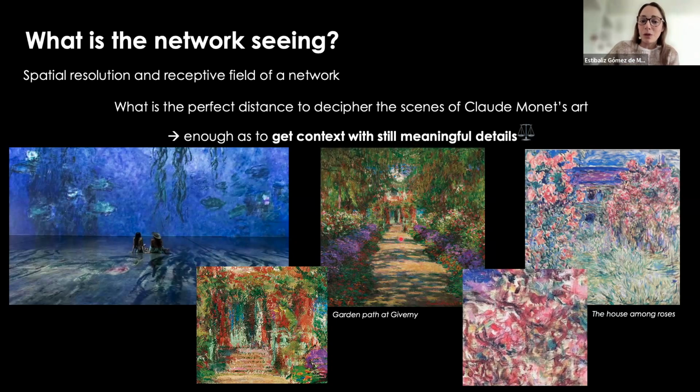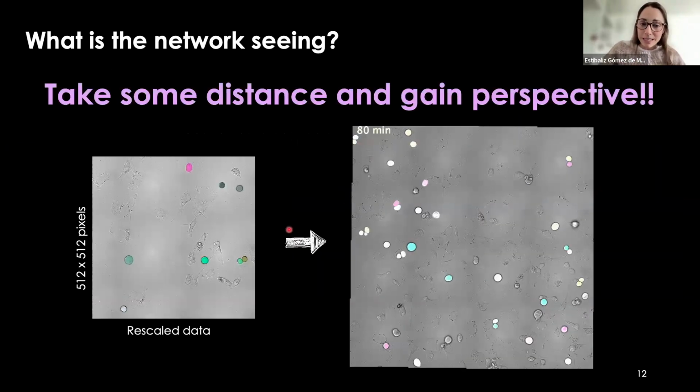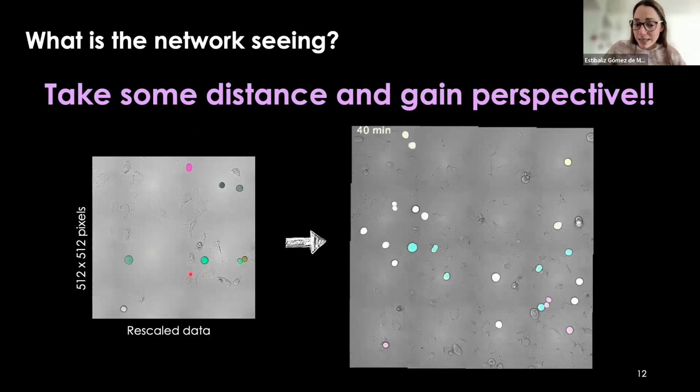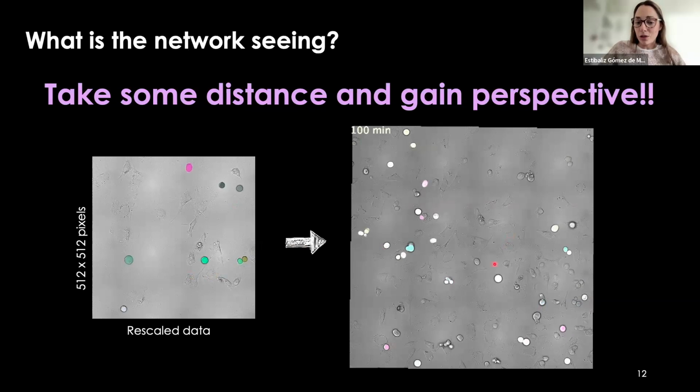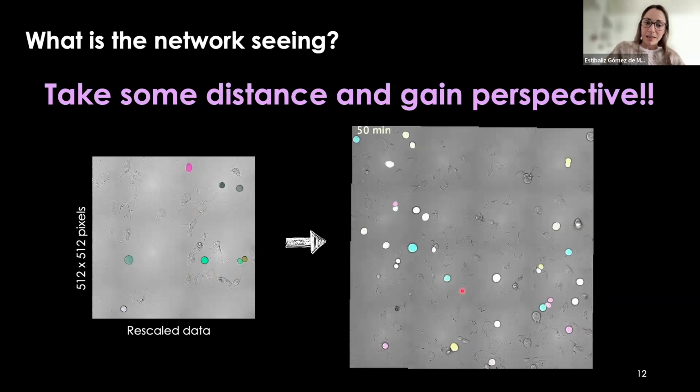We really need to get context with still meaningful details. So basically, we need to take distance and perspective, which is the same as saying we need to downsample our data or use lower magnification objectives. That's what we did, and then the segmentation was working perfectly fine.